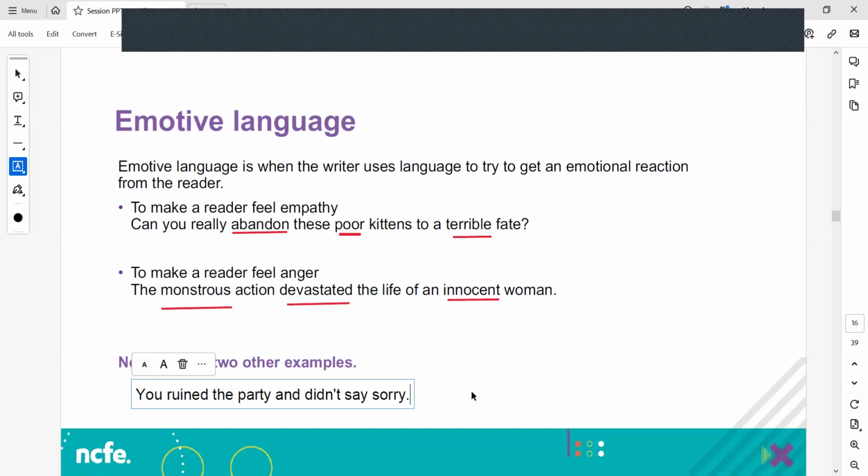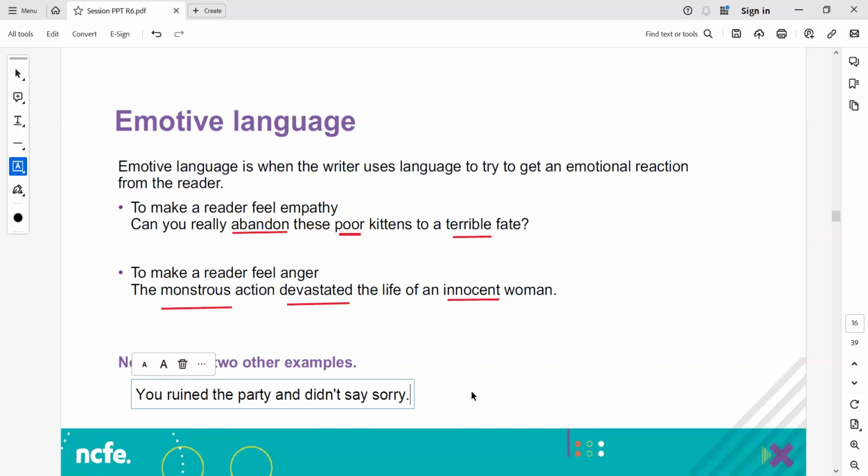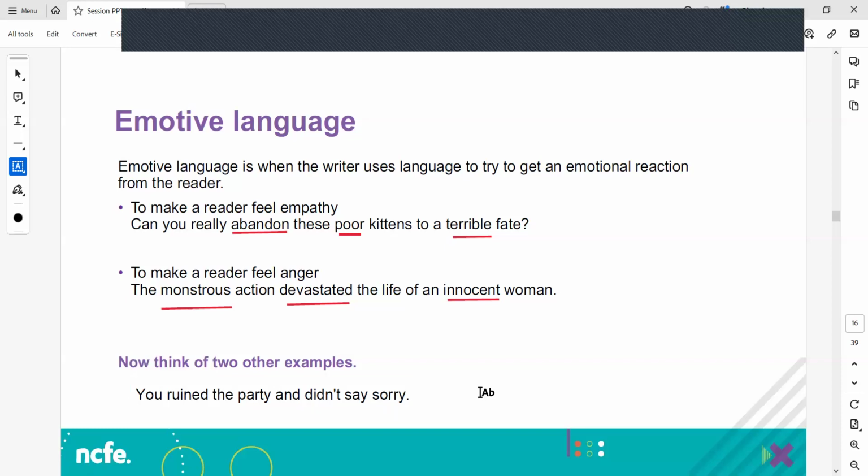How could we add some more emotive language to this example to increase its impact on the reader? Can anyone suggest what else we could add? So we've got a great start here. You ruined the party, but let's add some vocabulary. You ruined the party and didn't say sorry to the organizers.